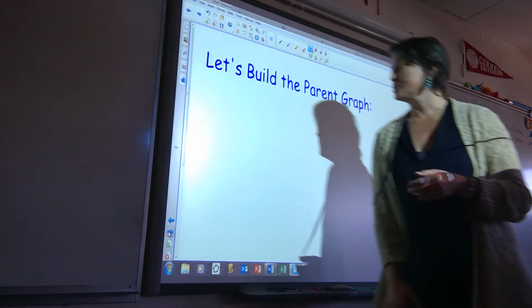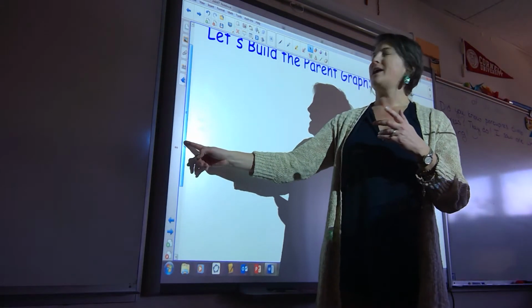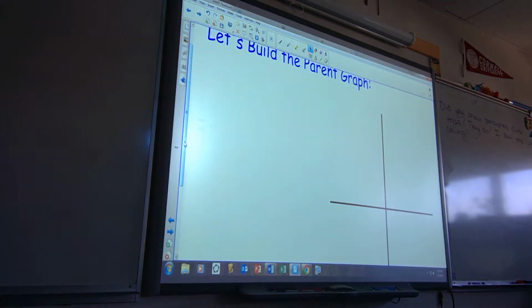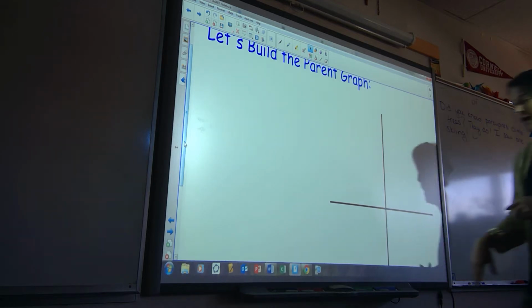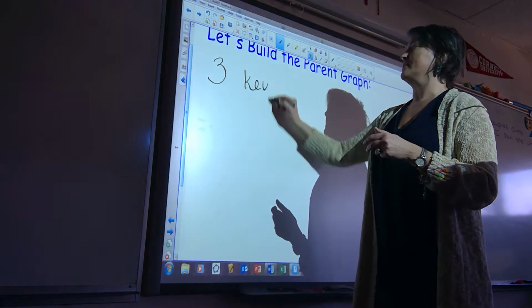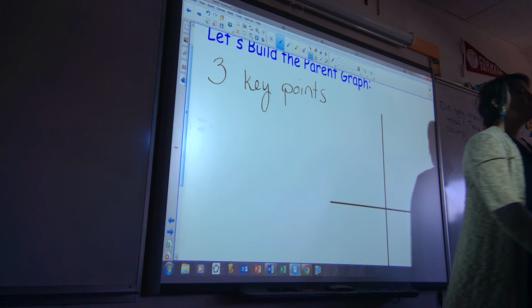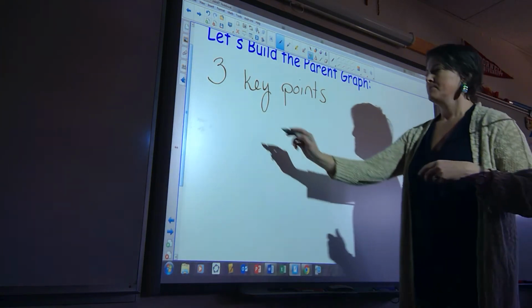All right, so let's try it out. Now, before we try it out, I do want to see if we can agree on what should be on your graph. As we discussed, I want you to plot 3 key points. That will always help you to get your shape correct.